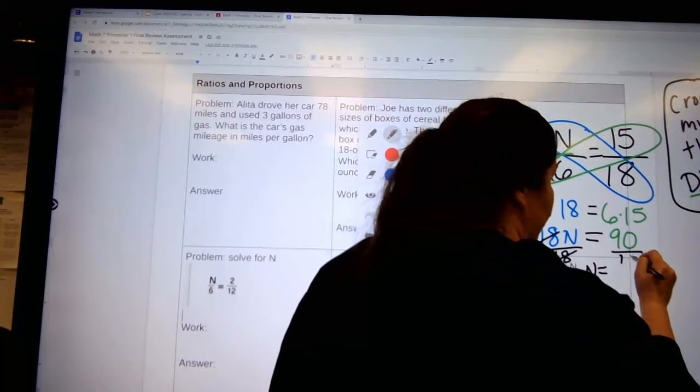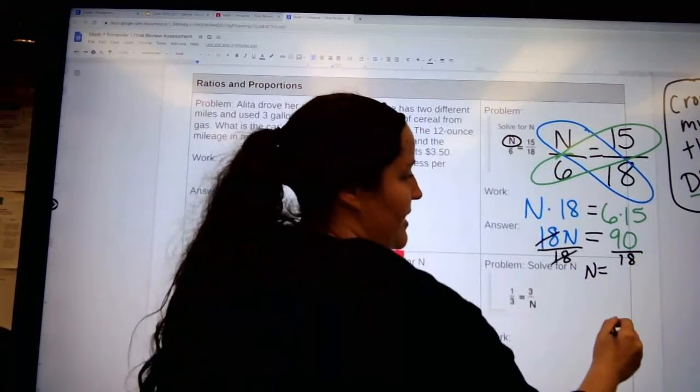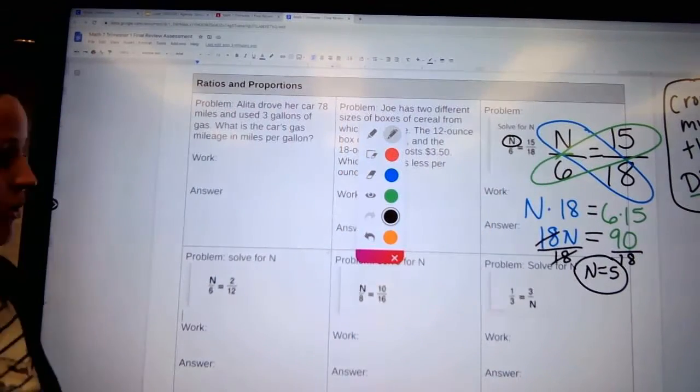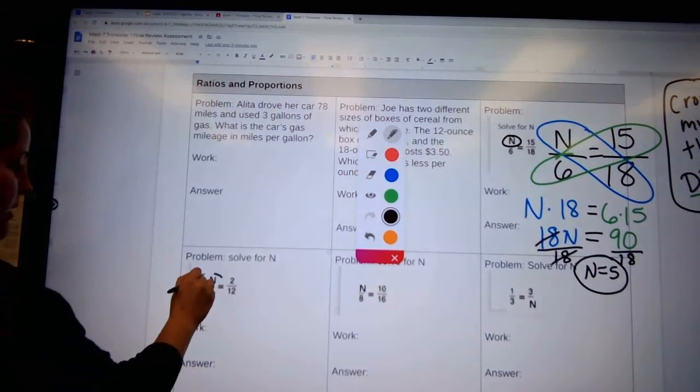Now you have to divide this side by 18. 90 divided by 18 is 5. So n equals 5. We're going to try one more. We're going to follow the cross multiply.